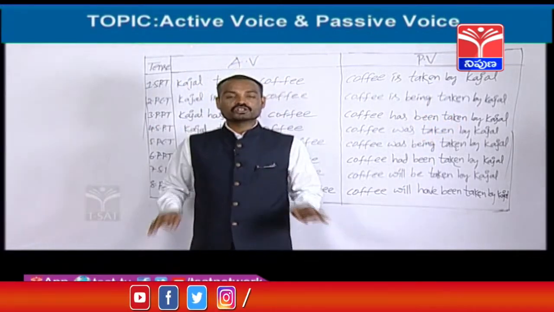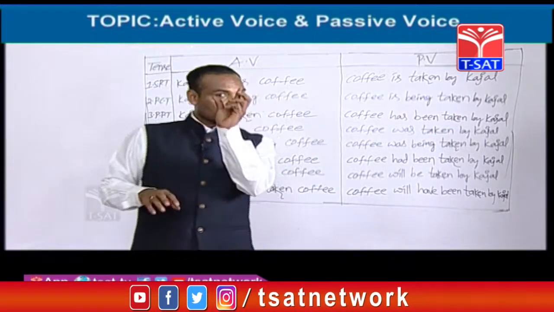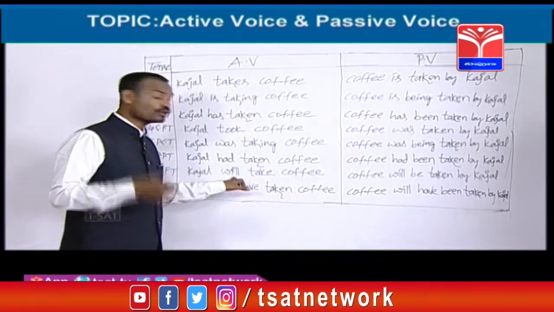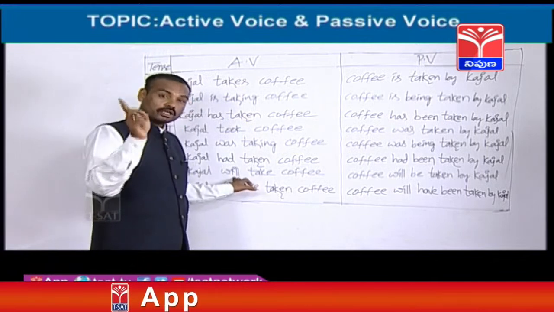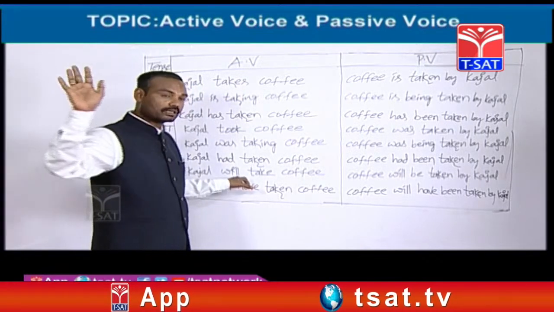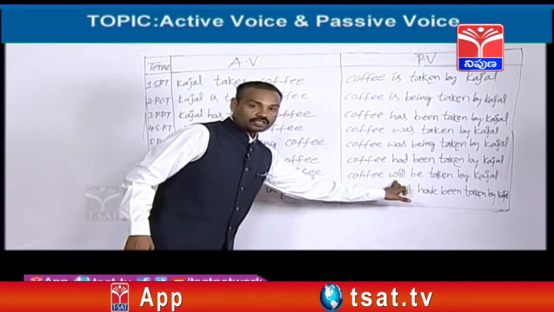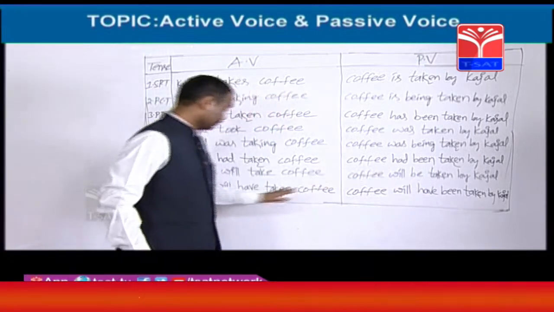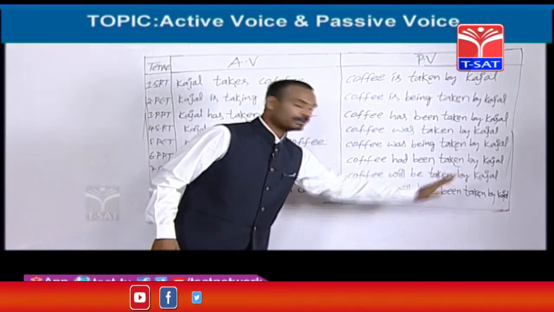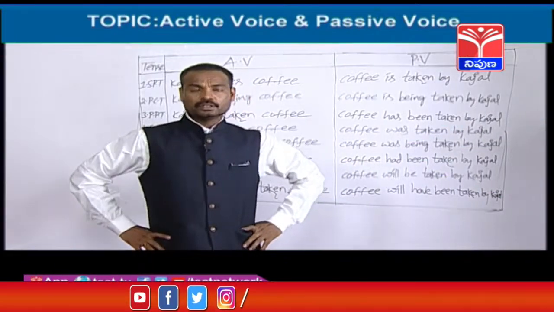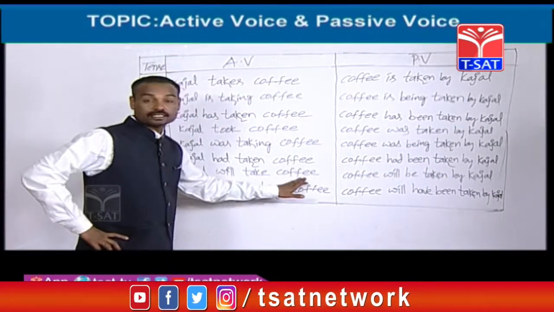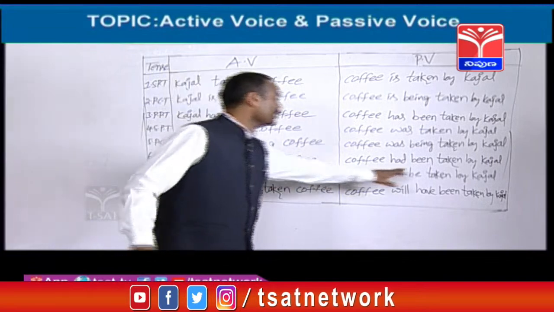You understood very well. When should we write the be form in the passive? Whenever you find modal verbs like will, would, shall, should, can, could, may, might, they should be written as they are, and the be form should be written. So, coffee will be taken by Kajal. Sir, in this example the object is singular, so will be taken.